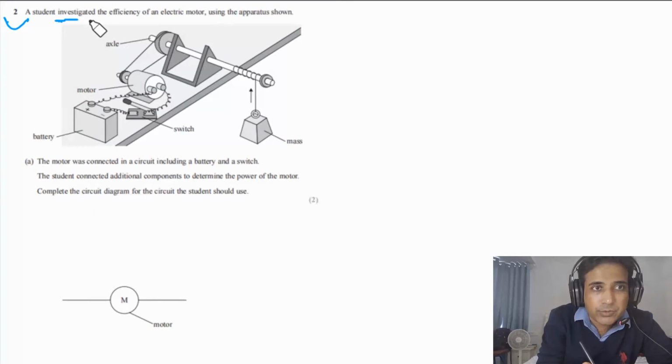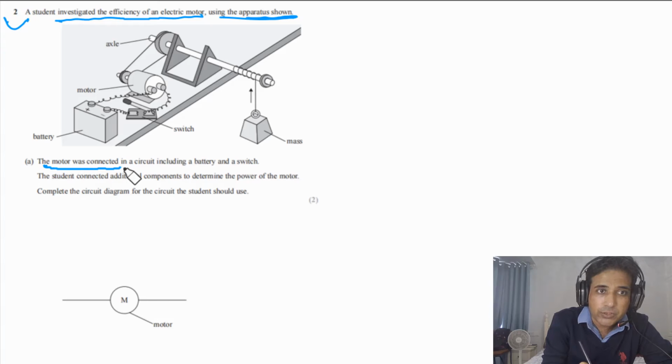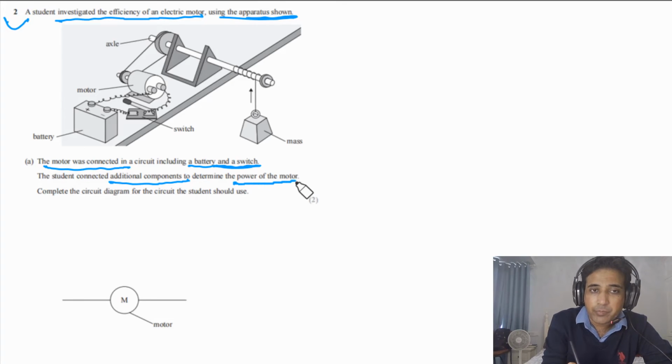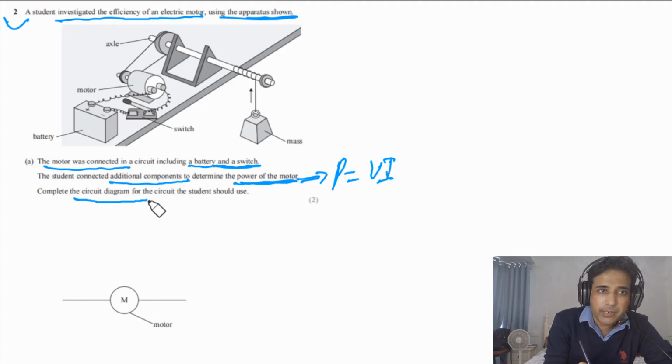Question 2 says, a student investigated the efficiency of an electric motor using the apparatus shown in the figure. The motor was connected in a circuit including a battery and a switch. The student connected additional components to determine the power of the battery. Power of the battery, we can simply say P is equal to VI. Complete the circuit diagram for the circuit the student should use.